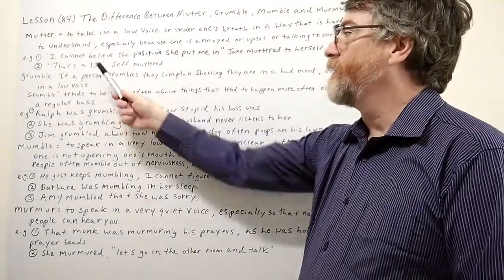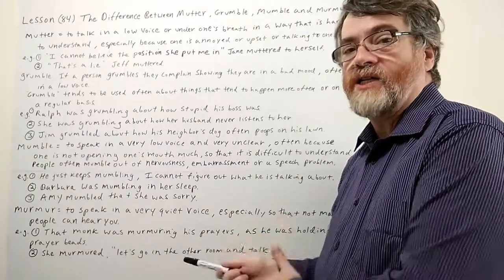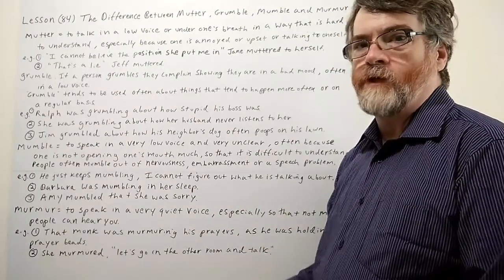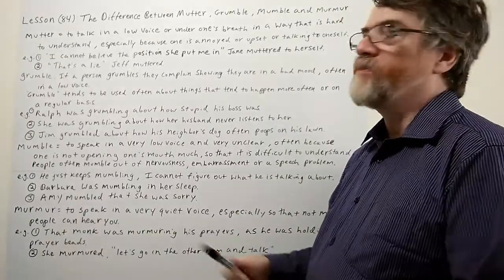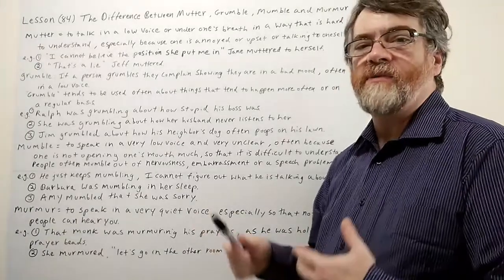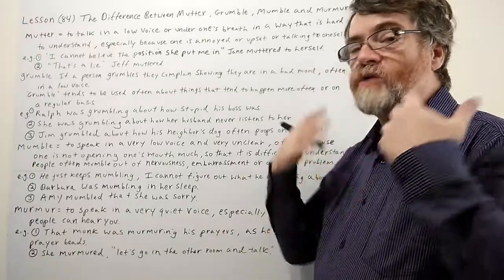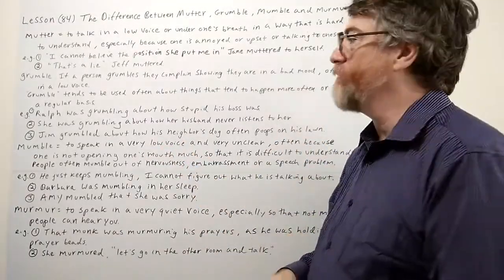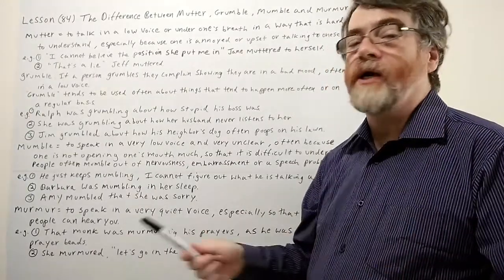The second one. "That's a lie," Jeff muttered. Or maybe if he was a liar, something like that. So especially when you're annoyed, especially when you're upset, you don't want to speak out loud, so you're kind of holding it in, kind of under your breath. That's what we mean by to mutter.